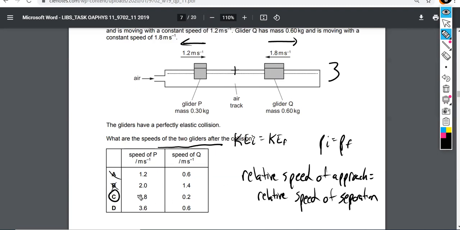And so choice C would be correct because it's the only one where the relative speed of separation equals the relative speed of approach. You just add up these velocities and add up these, and they have to equal on a perfectly elastic collision.